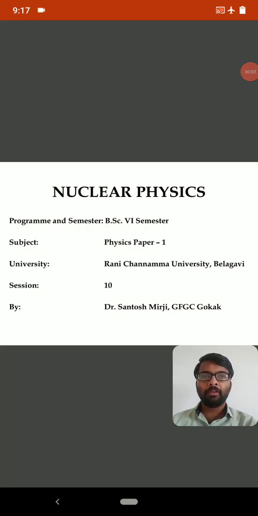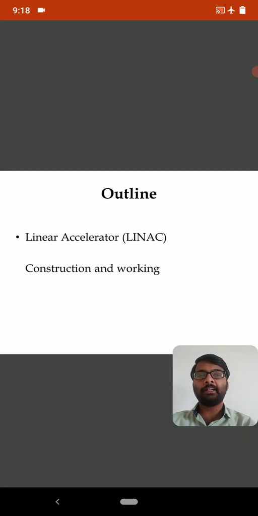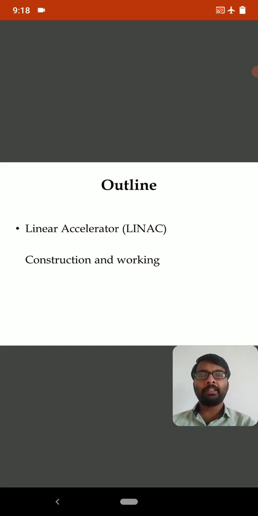Hello everyone. In the last section of this nuclear physics chapter, in the two previous classes we were discussing two different nuclear radiation detectors. In that we have discussed the Geiger-Müller counter and the scintillation counter. In today's session we will discuss the particle accelerators. In that, we will study one of the accelerators called the linear accelerator, commonly called LINAC. In today's session, we will discuss the construction and working of this linear accelerator.